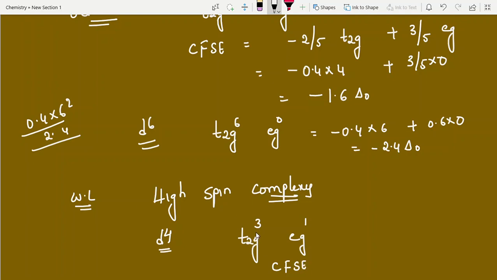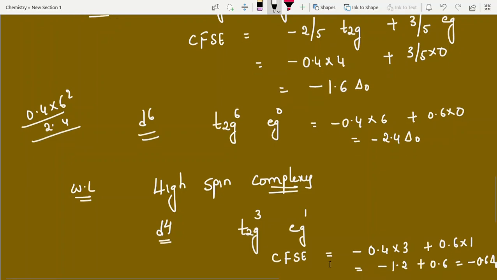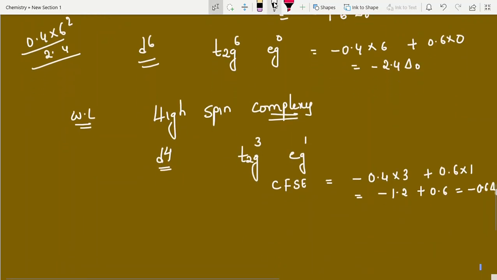Do you remember t2g3 filling, then instead of pairing, jumping will go, because weak field ligand. Crystal field stabilization energy equal to minus 0.4 into 3 plus 0.6 into 1. Minus 1.2 plus 0.6. Finally, we will get minus 0.6 delta naught. Like this we can calculate. D8, D9, D10, no issue.